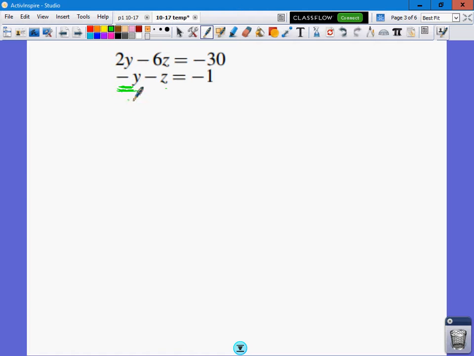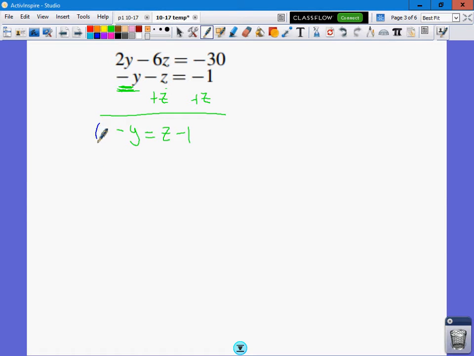How would I get a negative y by itself? If I want to get the negative y by itself, I'm going to add what? I'm going to add z to both sides. I could have added y just as well. I now have negative y equals z minus 1. But I don't want a negative y. What type of y do I want? How would I get rid of the negative that's in front of it?